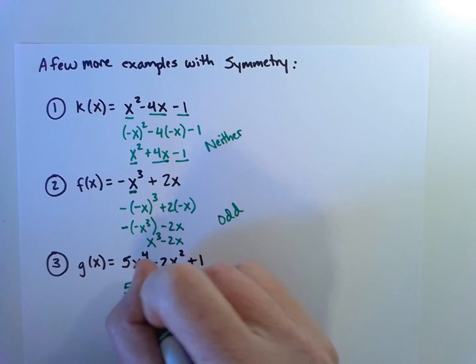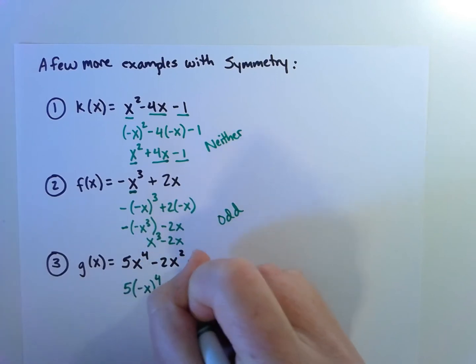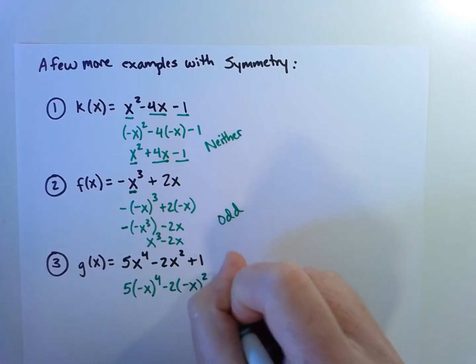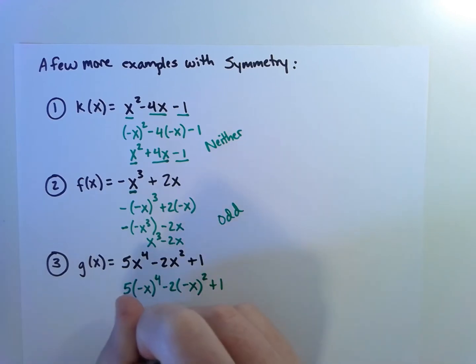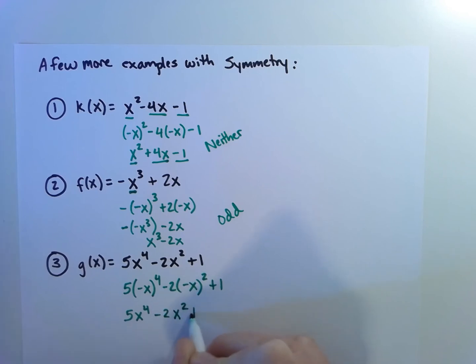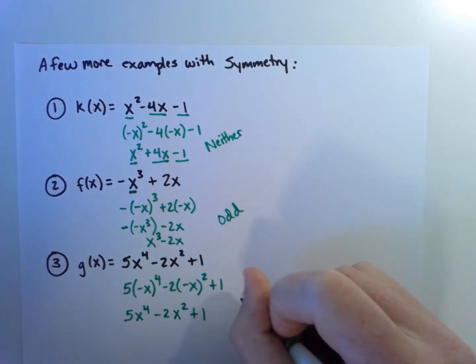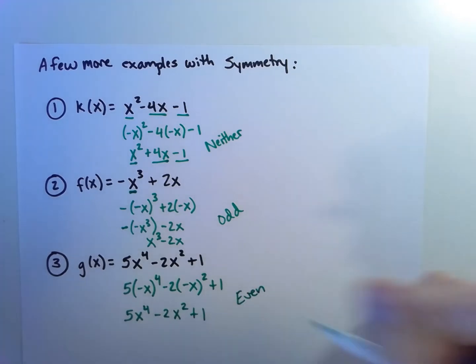Now let's look at the last one. So if I put in negative x in place of x again, I would still have 5x to the fourth. This would be a negative x squared, but it would become a positive, so that's still going to be negative 2x squared. So all the signs stayed the same, so this one is even.